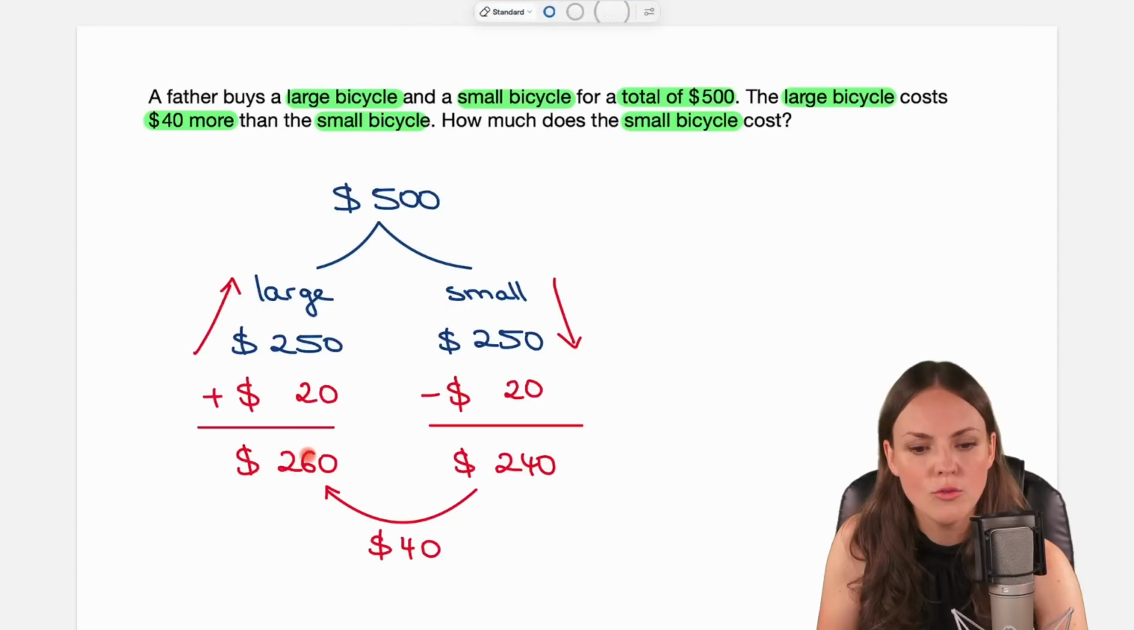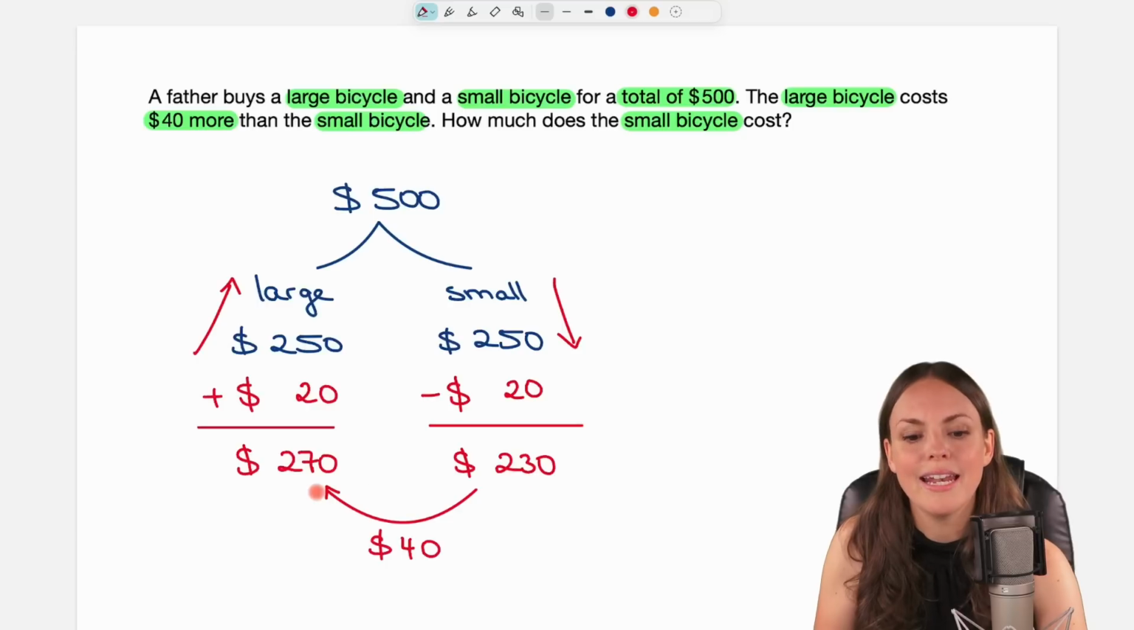And now we need new numbers here. 250 plus 20 is 270. And 250 minus 20 is 230. And now we have a difference of $40. And if we add them, we get $500. So both conditions are met. And here we have the price of our small bicycle.